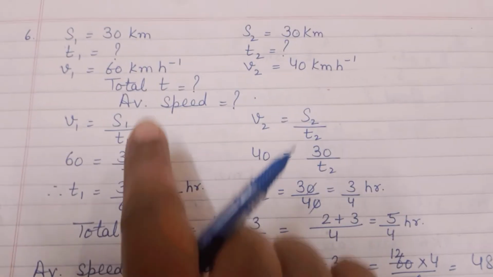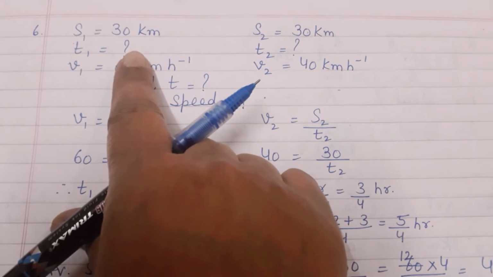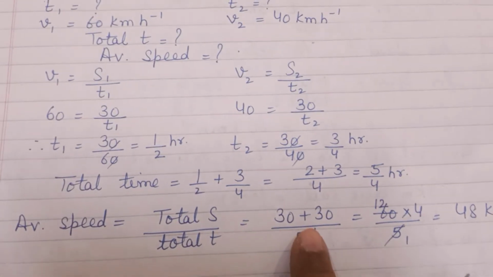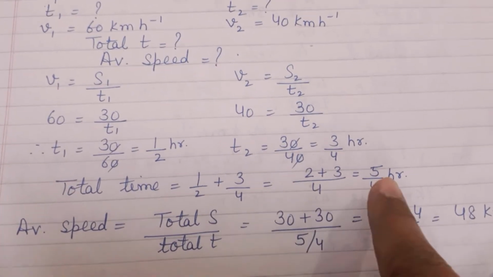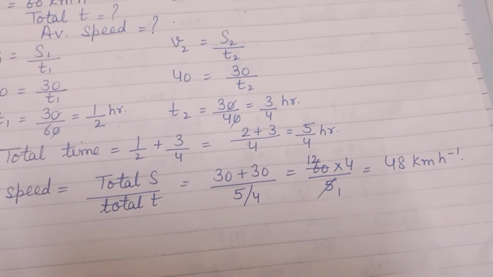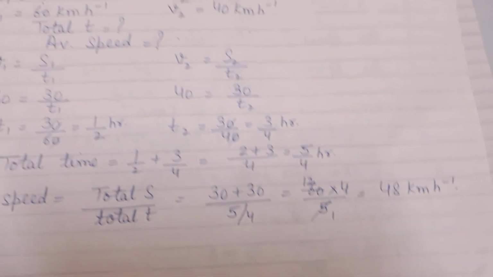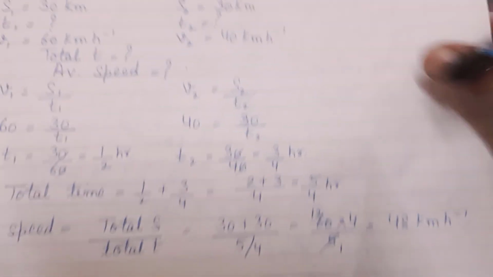Now what is the total distance? It is 30 plus 30 in both the cases, right? 30 plus 30 is the total distance. See, I have added it and total time I have already found out, 5 by 4. And when I solve this, the answer works out to 48 kilometers per hour. That is the average speed of the car.